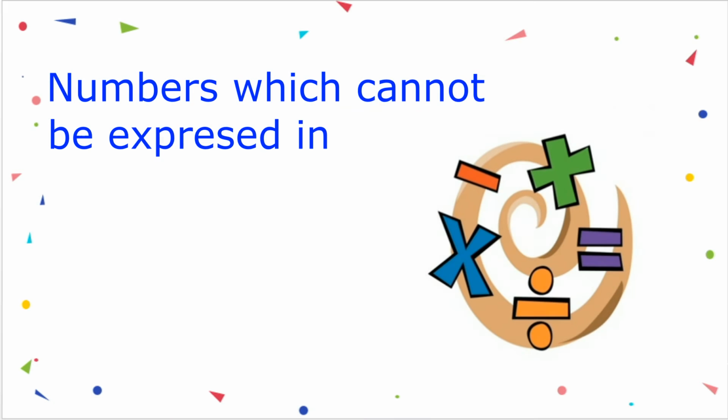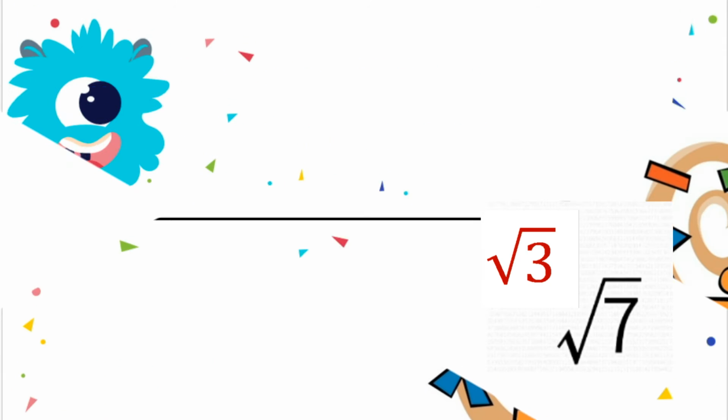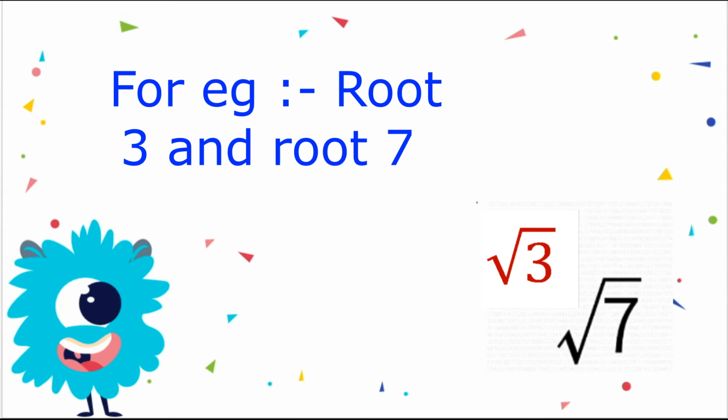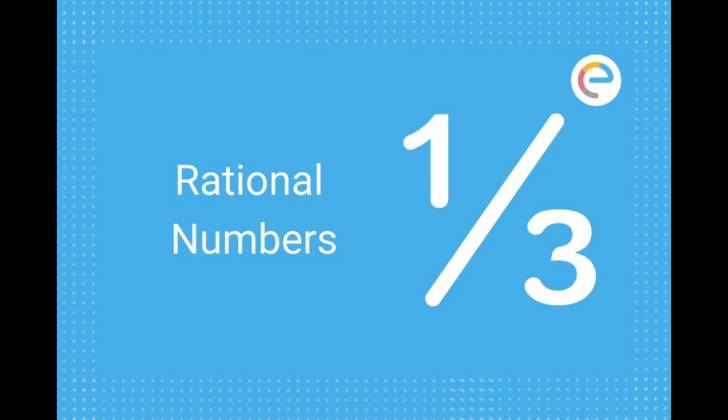The real numbers which cannot be expressed in the form of p by q, where p and q are integers and q is not equal to 0, are known as irrational numbers. For example, root 2 and root 3 are irrational numbers, whereas any number which can be represented in the form of p upon q, such that p and q are integers, are known as rational numbers.